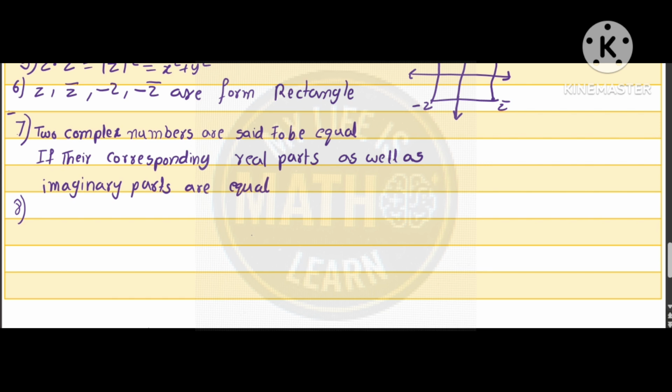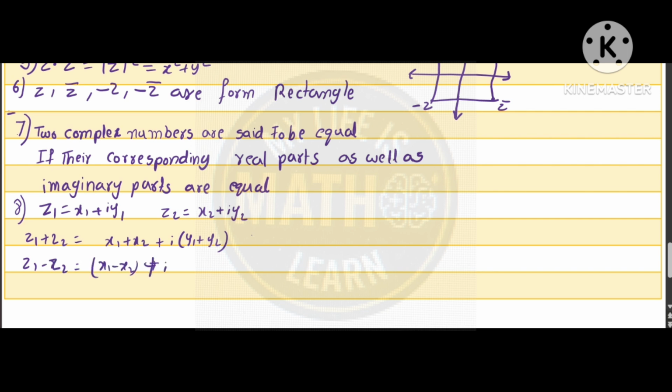Z1 is equal to x1 plus i y1, Z2 is equal to x2 plus i y2. So Z1 plus Z2 is equal to x1 plus x2 plus i into y1 plus y2. Now Z1 minus Z2 is equal to x1 minus x2 plus i into y1 minus y2.